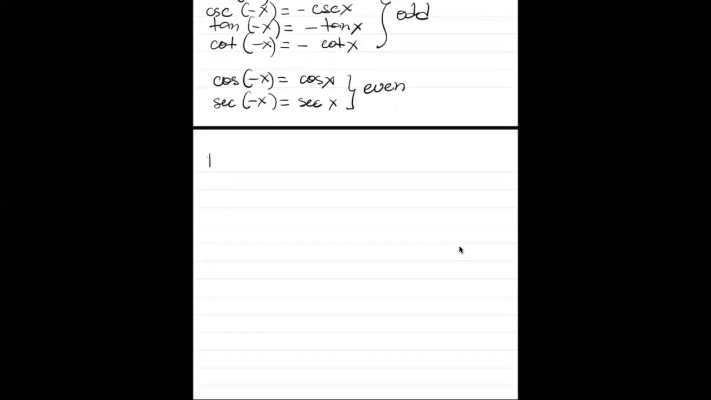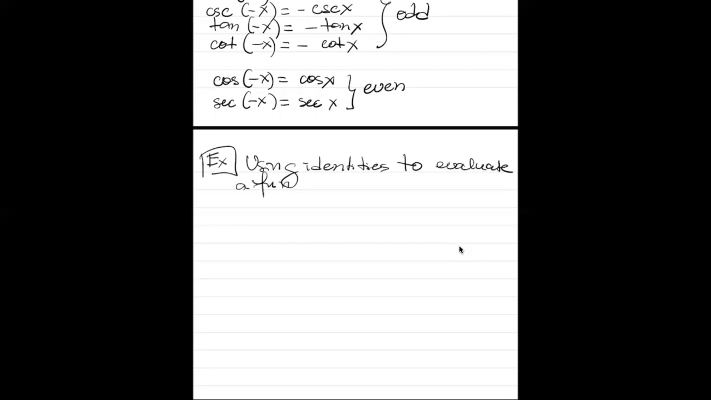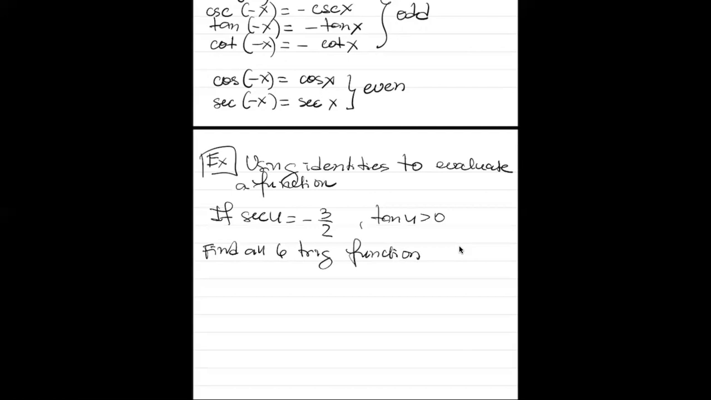So example: using identities to evaluate a function. If secant of u is negative 3 over 2, and tangent of u is positive, find all 6 trig functions. Well, 5, because one of them is given.